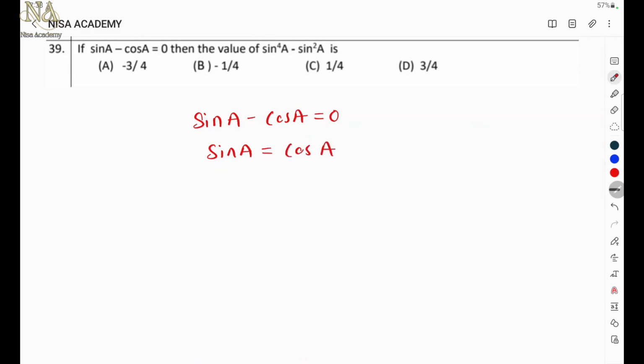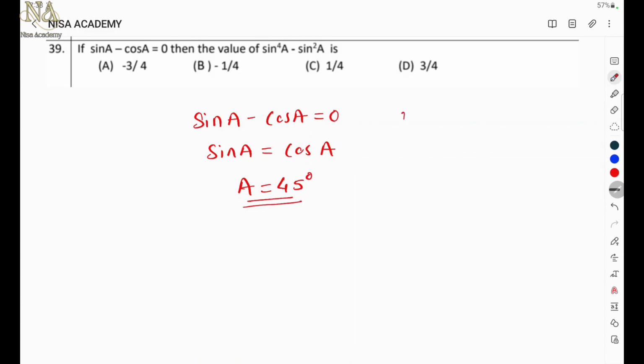Okay. So, one easy way to think: see which angle is where sine and cos are equal. Sine 45, right? Because both sine 45 and cos 45 are equal. So, can I just write a equals 45?